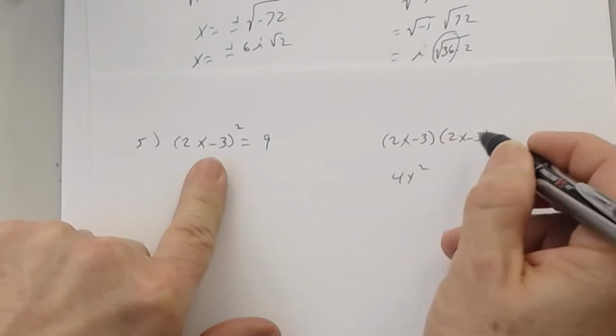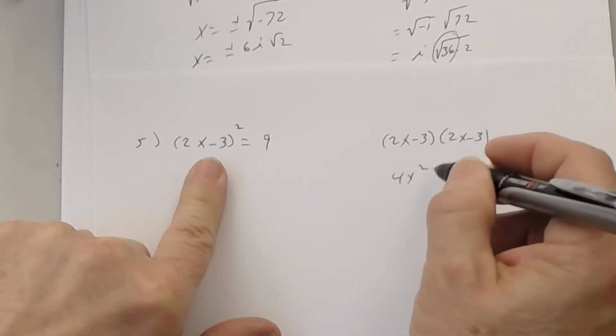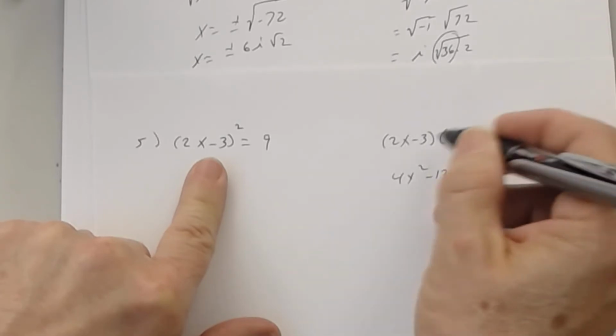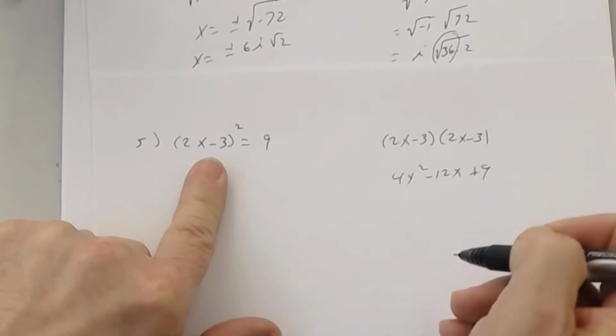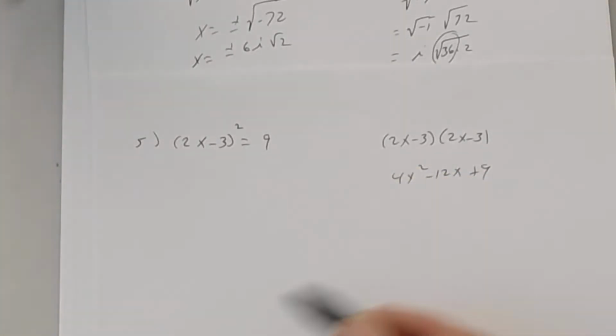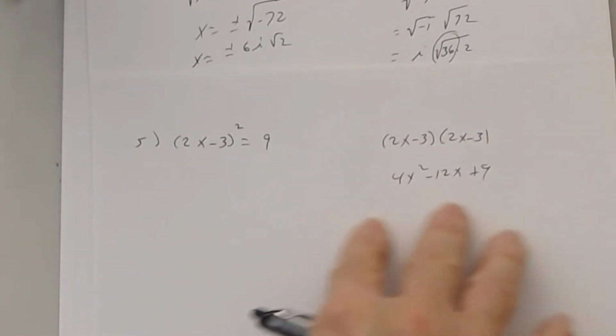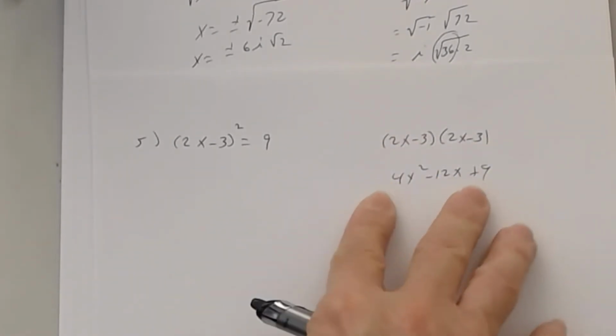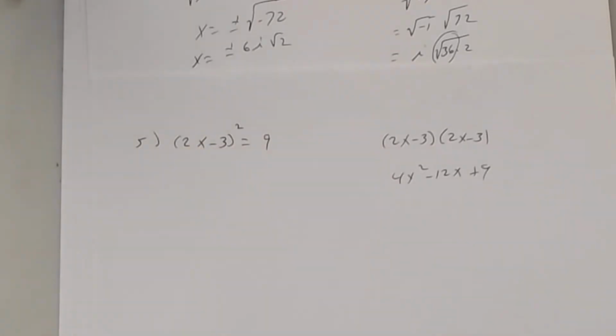The outer and the inner should be the same. The outer is a negative 6x. The inner is a negative 6x. So that's a negative 12x. And then negative 3 times negative 3 is plus 9. So this will be a quadratic equation, right? All right. We're going to come back in a little while because I want to show you something else about this, but let's just deal with this for right now.